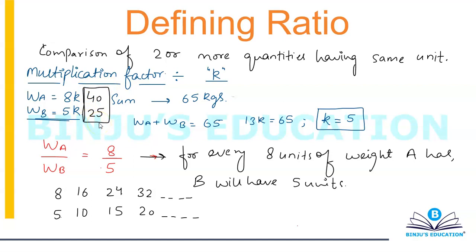So what is ratio? Comparison of two or more quantities that have the same unit. If you have absolute quantities, you're going to get a specific ratio. If you have a ratio, you won't get specific absolute quantities. You'll be introducing the concept of multiplication factor, and then you need some other piece of information, and then you'll solve it. So this is how you define ratios.